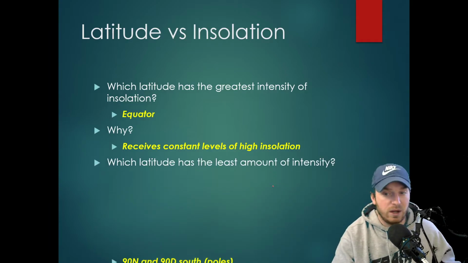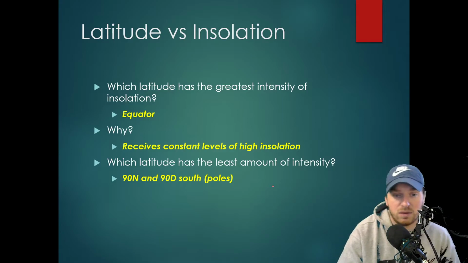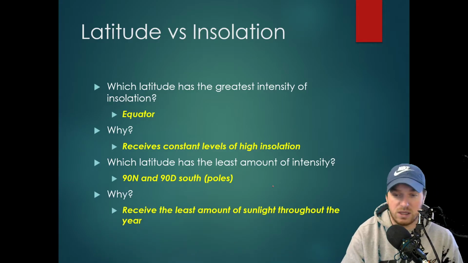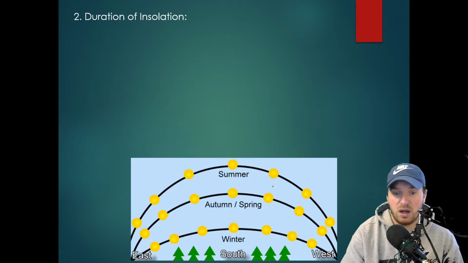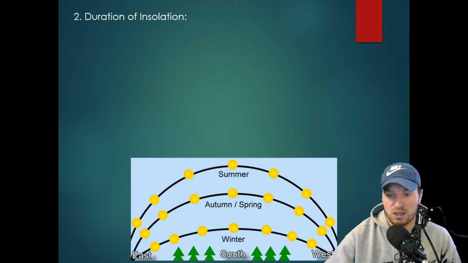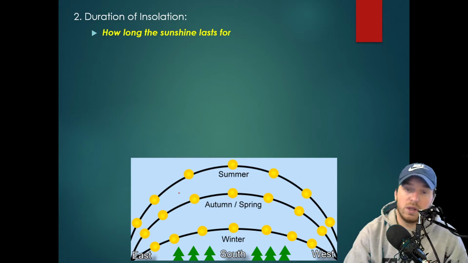Which latitude has the least amount of intensity? Now it's both the 90 north and the 90 south, the north and the south pole. And why is that? Because it receives the least amount of sunlight throughout the year. And so if we think about this, in the winter, the sun is lower in the sky, rising in the east, setting in the west. In the spring and in the fall, we have the interim, the mix between the two. And in the summer, we have the highest noontime sun and the longest days. So how long the sunshine lasts for.